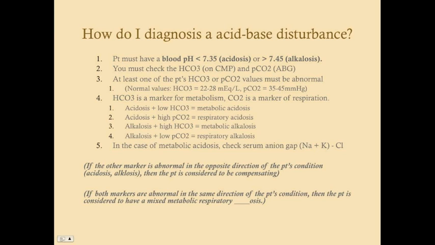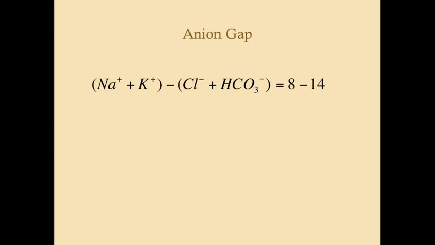Okay, so copy and paste this slide, because this will be good to help you memorize, to make sure that you can diagnose the different kinds of acid-base disturbances, because once you do that, then you'll have your differential diagnosis lined up. So this is the anion gap. It's your sodium plus your potassium. It's the sum of your cations minus the sum of your anions.